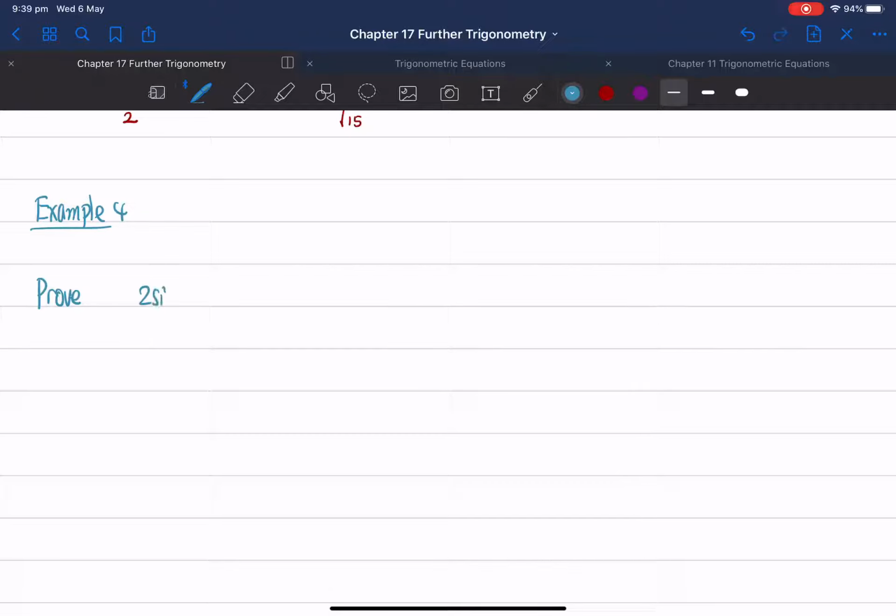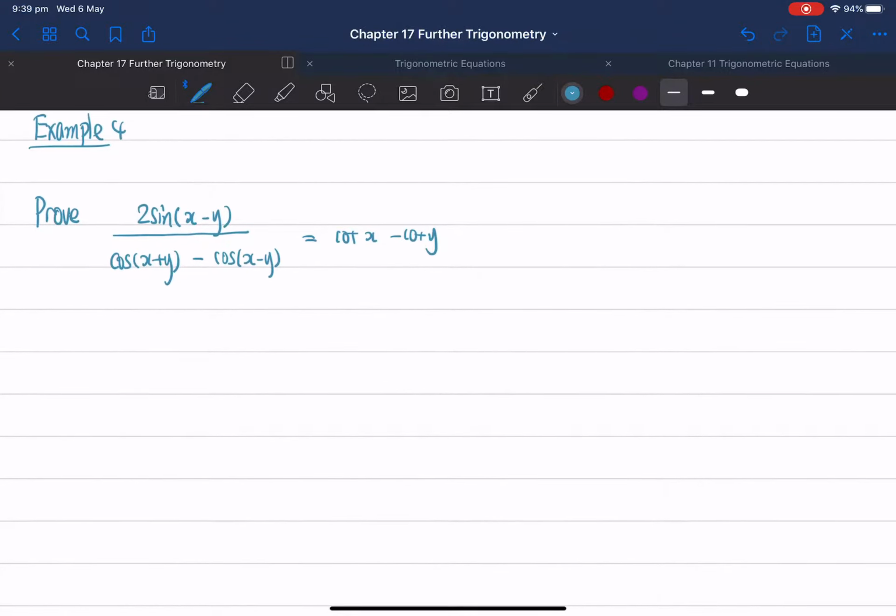All right, prove 2 sine(x minus y) over cosine(x plus y) minus cosine(x minus y) equals cotangent x minus cotangent y. Okay, here's the question. You're going to use the trig compound angle formula to prove that. Okay, we're going to start from the left hand side. I'm just going to use a different color. Left hand side: 2 sine(x minus y) over cos(x plus y) minus cos(x minus y).